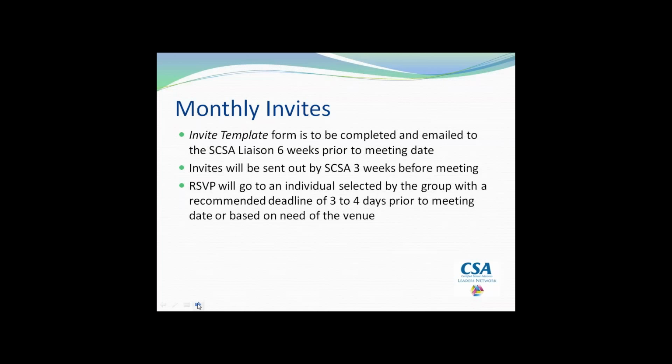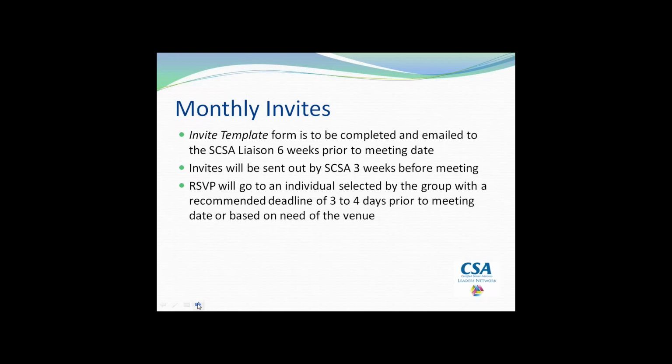Monthly invites are a very important part of the CSA Leaders Network group, and an invite template form is to be completed and emailed to the SCSA liaison 6 weeks prior to the meeting date. Invites will then be sent out by the Society of Certified Senior Advisors 3 weeks before the meeting.